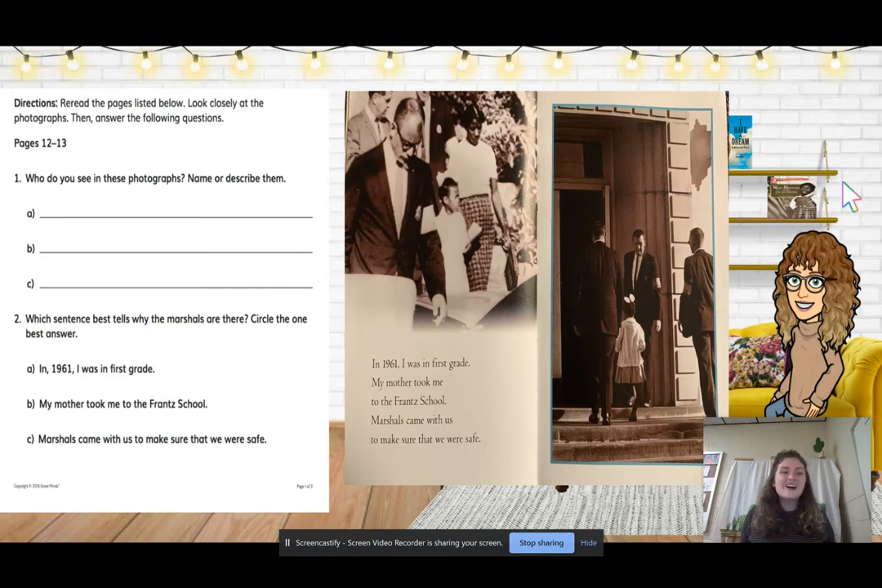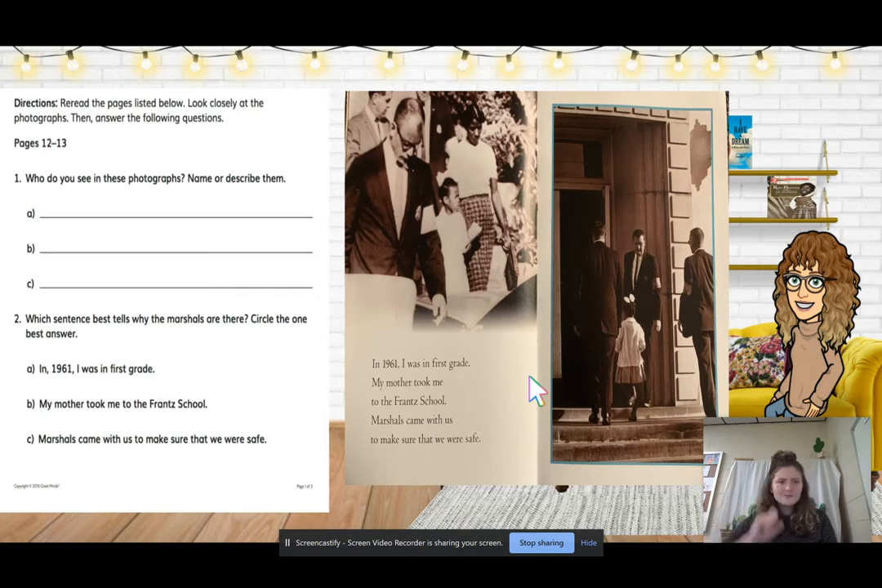Let's get started. All right, number 1. Who do you see in these photographs? Name or describe them. So in these photographs, who are the people in these photographs? In the puzzle, I want you to write who are the people in these photographs? So in these photographs, we have Ruby Bridges, we have her mother, and we have the U.S. Marshals that were walking her into the school.